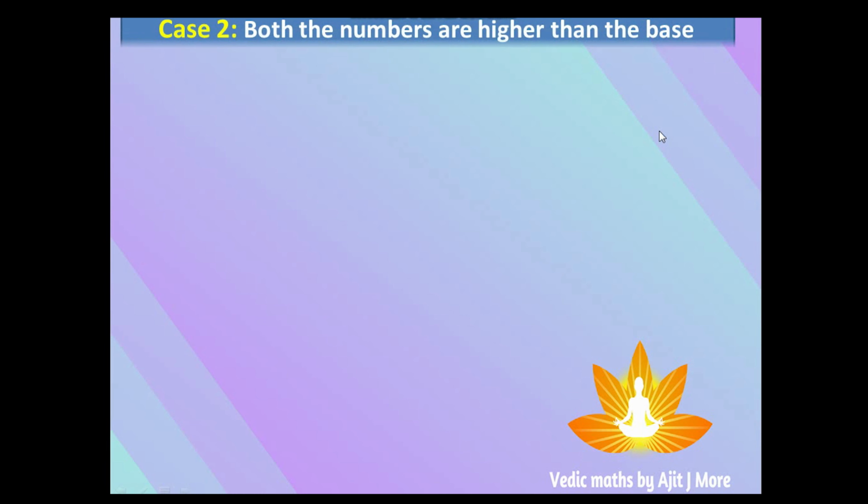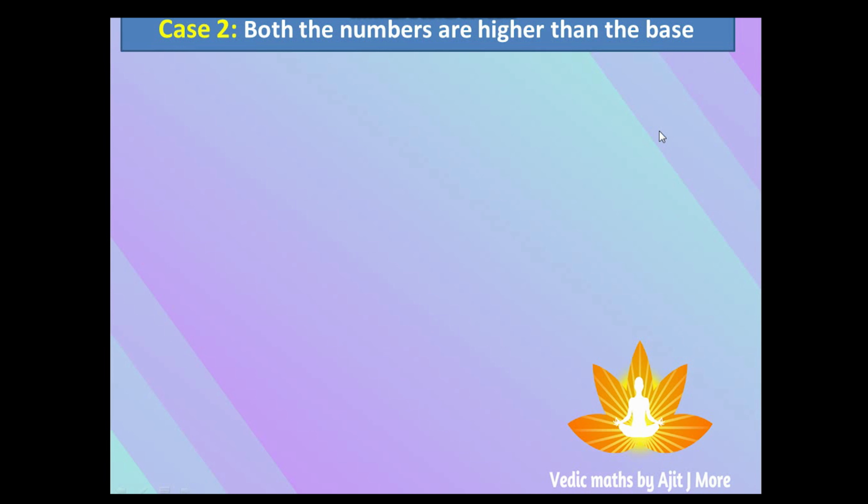Now, case 2 is both the numbers are higher than the base. In this, there is no special rule. The one which we have discussed previously for case 1 is applicable here. Only the thing is, the deviation is positive. Therefore, when you add it, the number is going to increase. Whereas in case 1, the deviation was negative, so when you diagonally added it, it was actually getting subtracted. So the principle is going to remain the same.